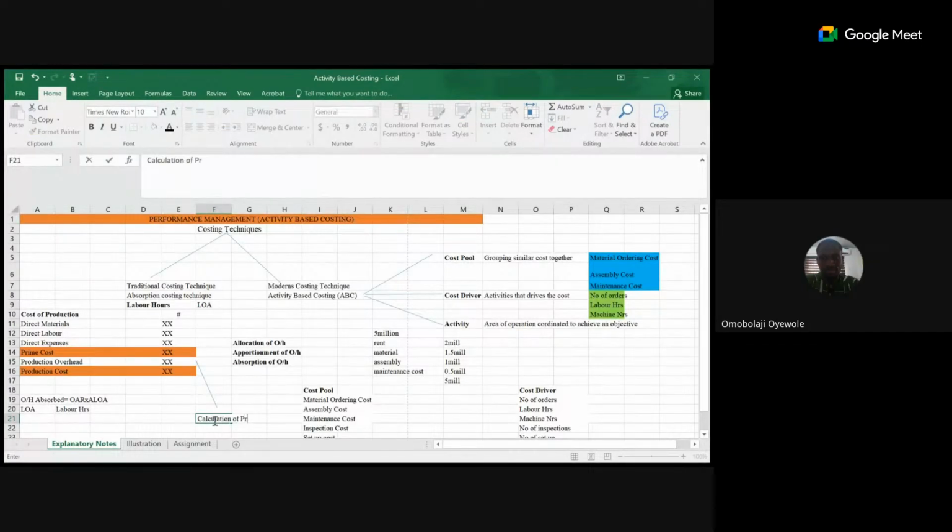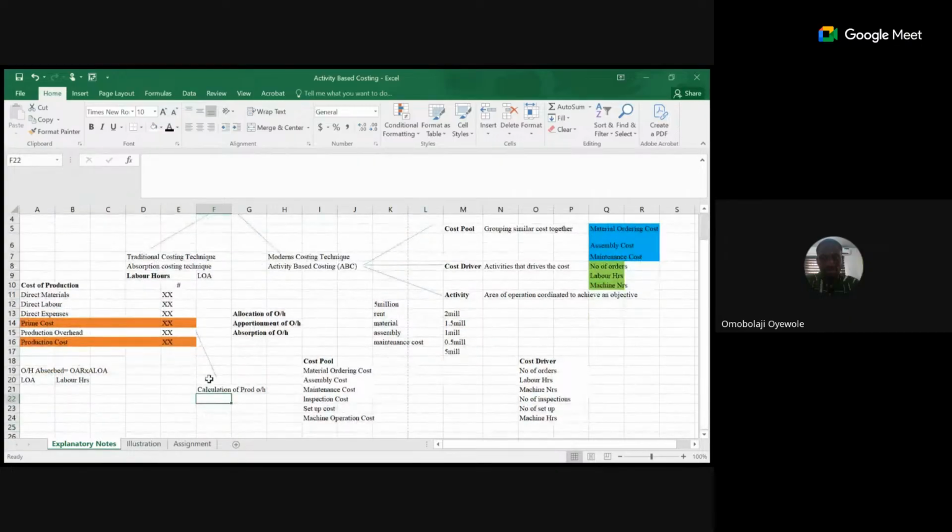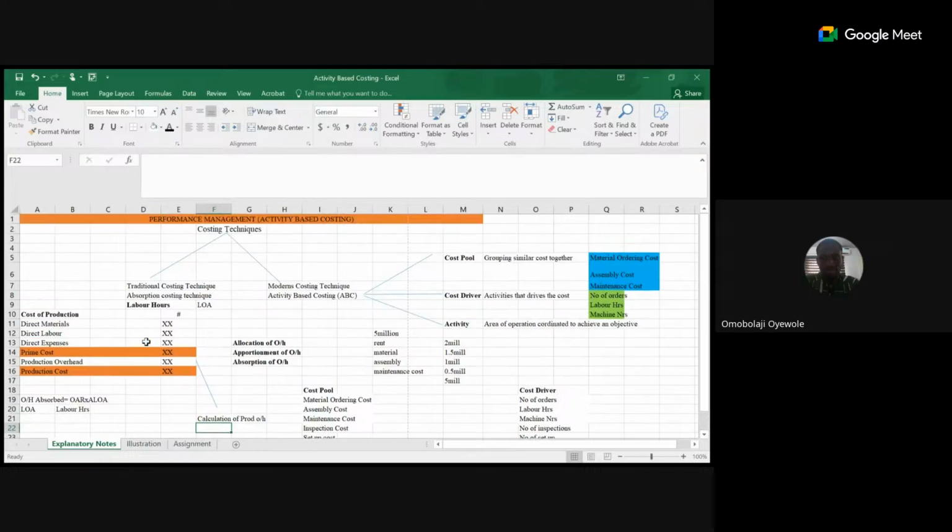Of production overhead using both what? Absorption costing technique and what? Activity-based costing technique. So we want to learn how do we calculate production overhead using absorption costing technique? And how do we calculate production overhead using activity-based costing technique?